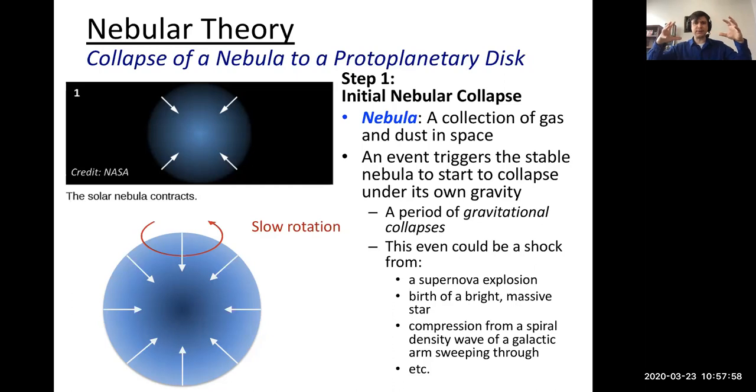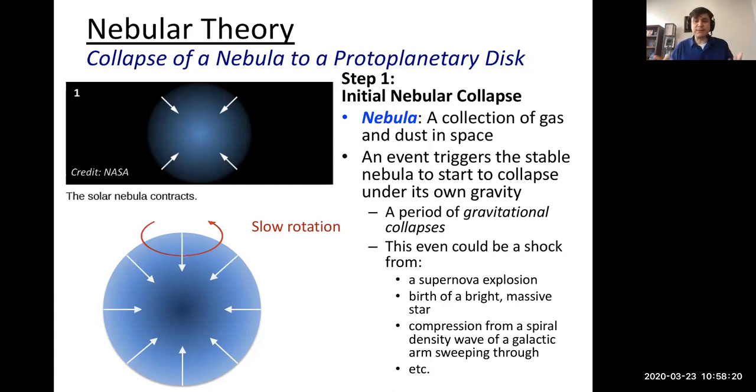It's going to be pressed from all sides, which is going to make it so now gravity is a little bit stronger than the thermal pressure that was keeping it a nice, steady, stable cloud. And gravity is now going to start to dominate, and it's going to cause the cloud to start to collapse. It's going to make the cloud shrink. It's going to be getting smaller and smaller and smaller.